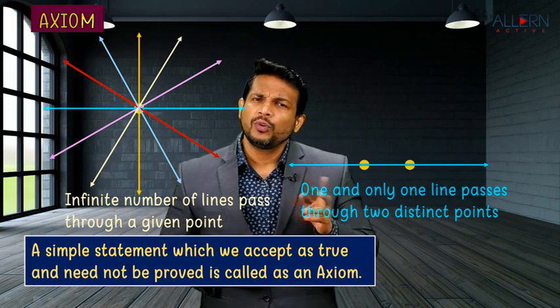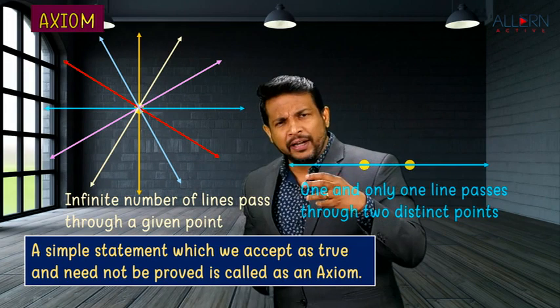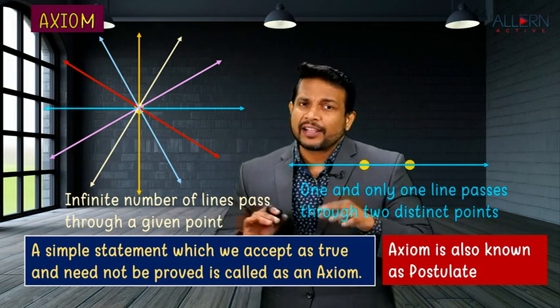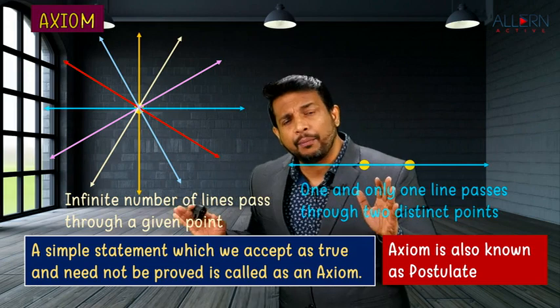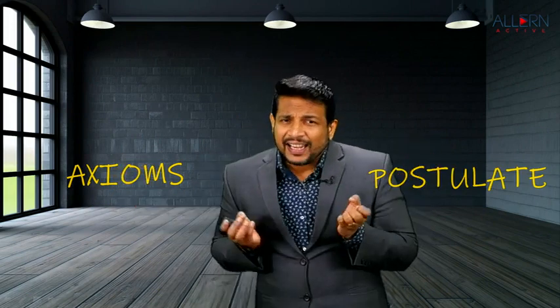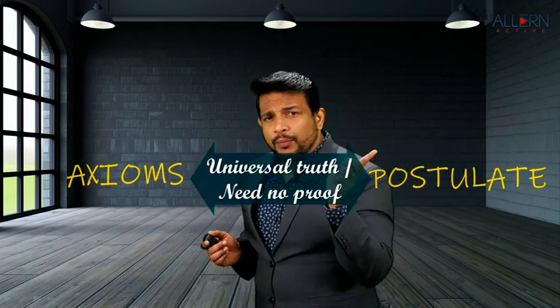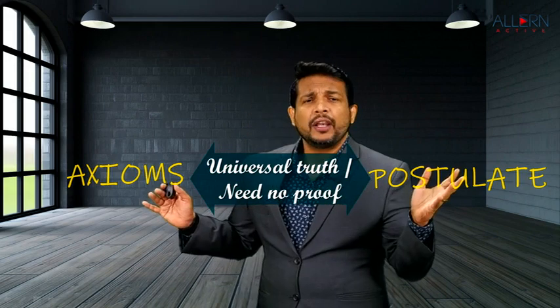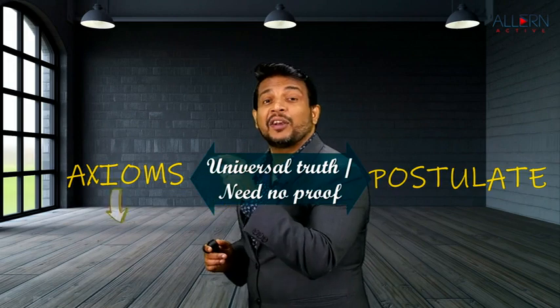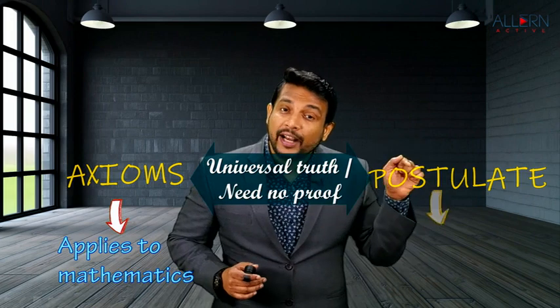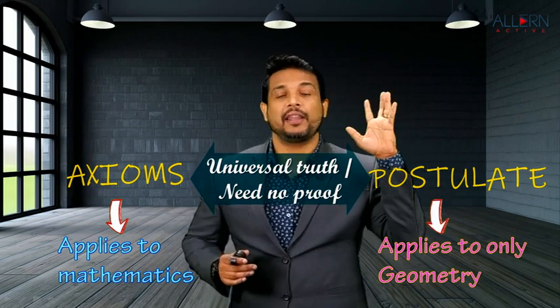So these are two statements which we learned as axioms. And in today's modern geometry, axioms are also called postulates. Axioms and postulates in today's modern geometry are one and the same. But in Euclidean geometry, axioms and postulates are two different things. Both are general statements which we directly accept as true, but those were two different terms. Why? Axioms and postulates are both universal truths that don't require any proof. But axioms are statements and properties which apply to the entire mathematics, whereas postulates apply specifically to geometry.